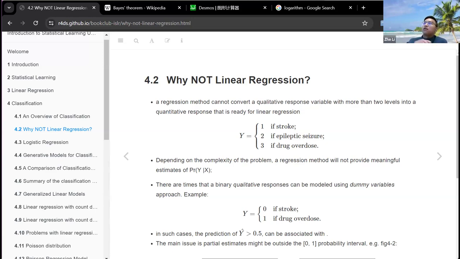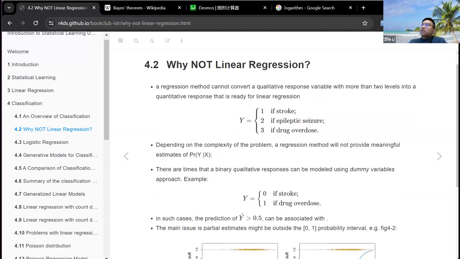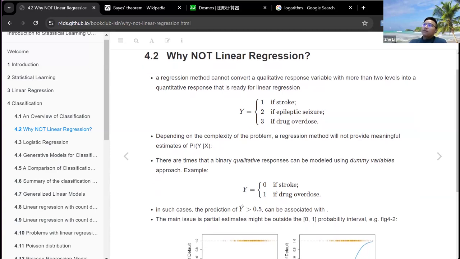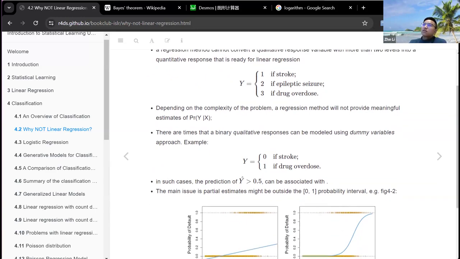the results are hard to interpret because the response in linear regression can be a number that has many digits, or even a number that is not an integer. And the second problem is the same problem that I discussed before: they will not provide a meaningful estimate for our results.